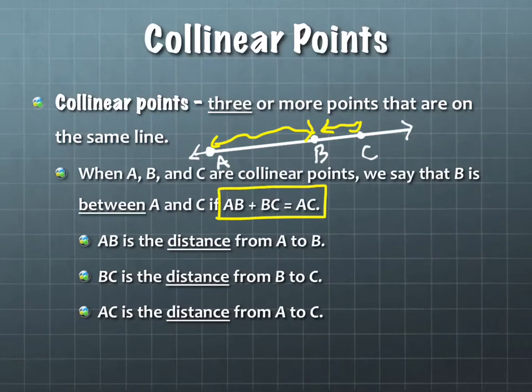And what you notice from this equation is exactly what you would assume to be true. The distance from A to B plus the distance from B to C is the distance from A to C. But that only happens when things are collinear. If things are not collinear, that doesn't work that way, and there's not an equality there.